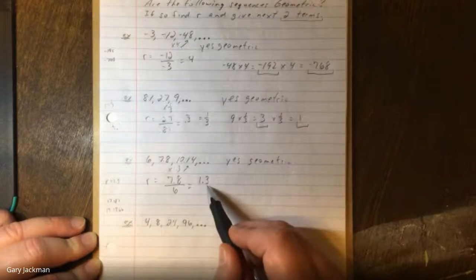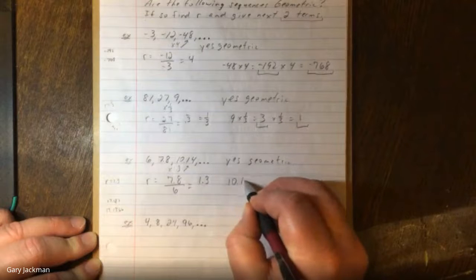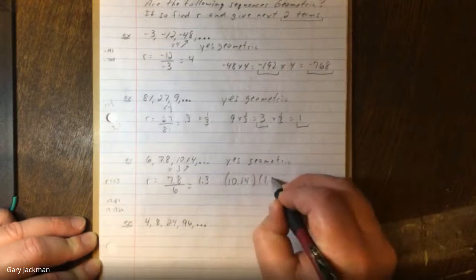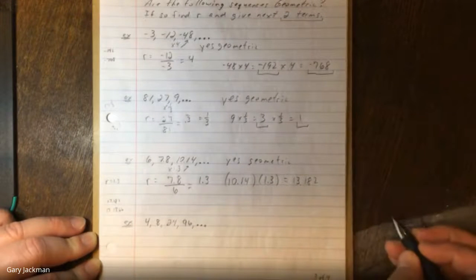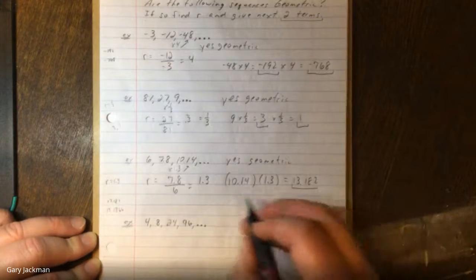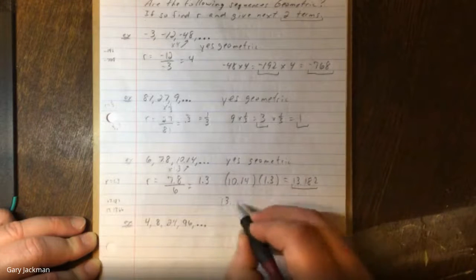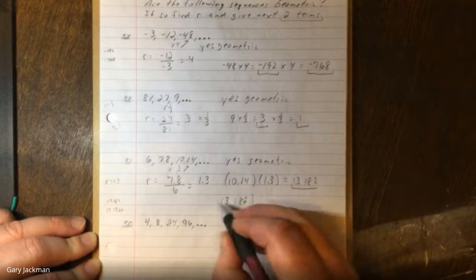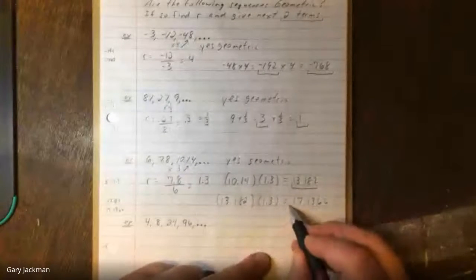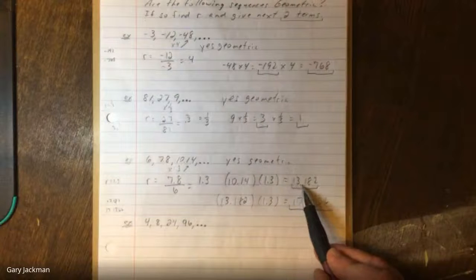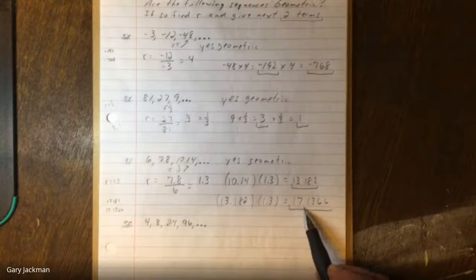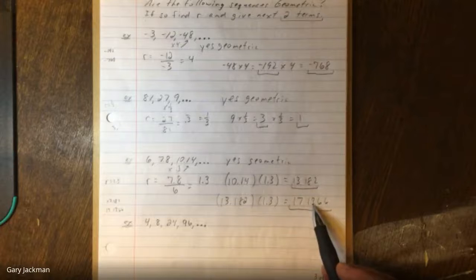Then to get our next two terms after that, I'm going to take our 10.14 times my 1.3, and I'm going to get 13.182. So that's the next term. Then I'm going to take my 13.182 times my 1.3 again, and I get 17.1366. Now, when you get numbers like these, please give me at least the first two decimal places. So here we could have this as 13.18. This one here would be 17.14 because the 6 would round this one up.